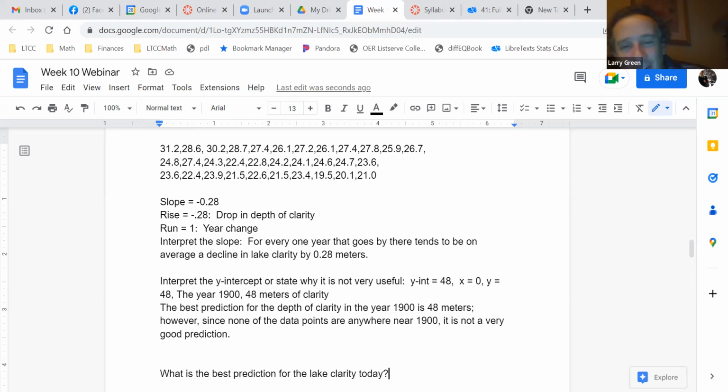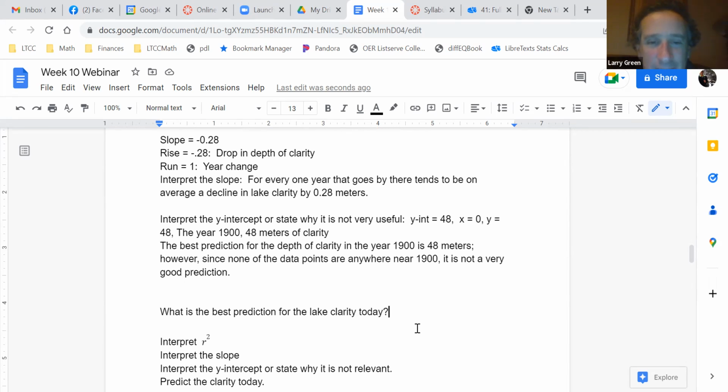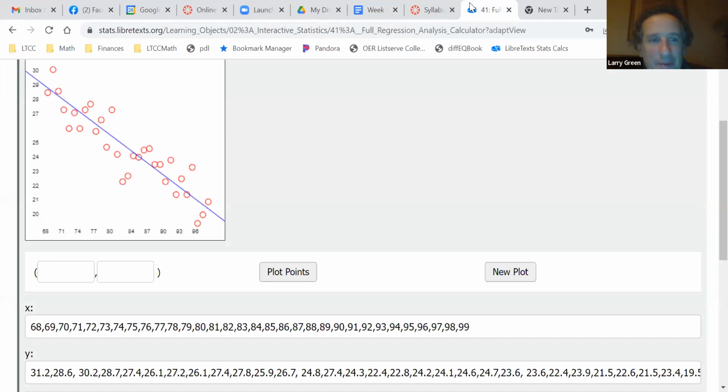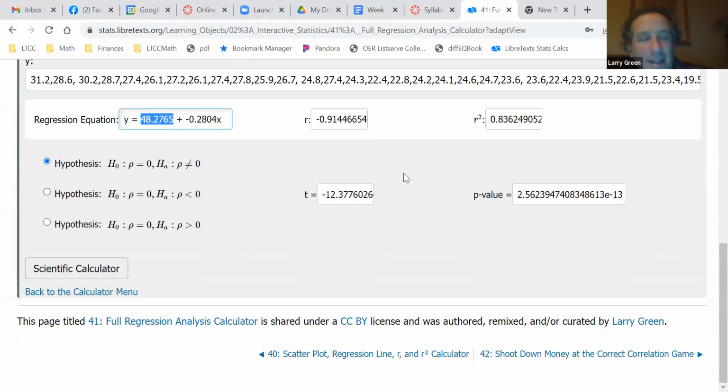All right, so now, what is the best prediction for lake clarity today? How do we do that? It's actually not that hard. Any ideas? Might help to look at this. How do we get the best prediction for lake clarity today?